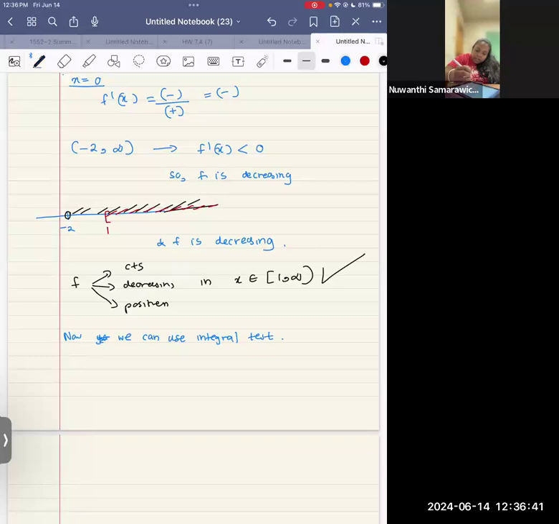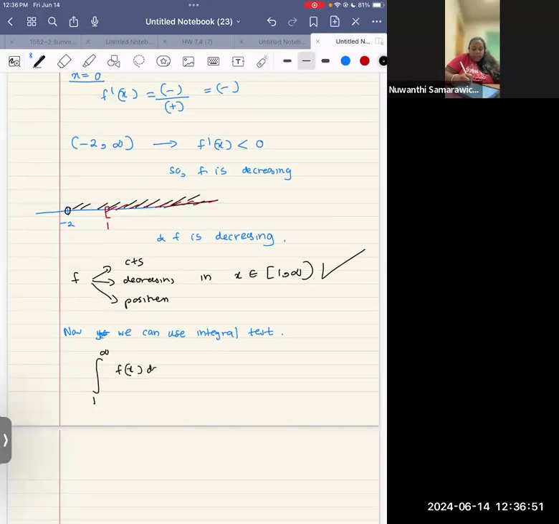So what is the integral test? We need to find the integral from 1 to infinity of f(x) dx. This is the improper integral. So we are going to write this in terms of a limit, as we have done in chapter 7. When b approaches infinity, we write it as a definite integral.